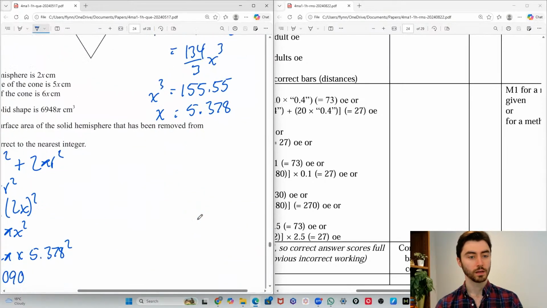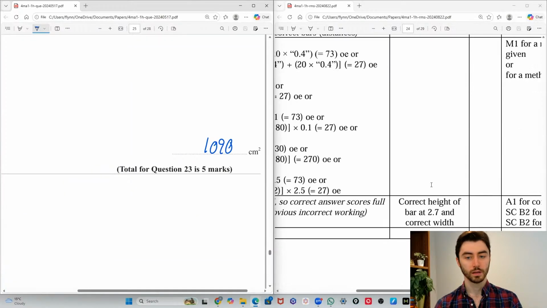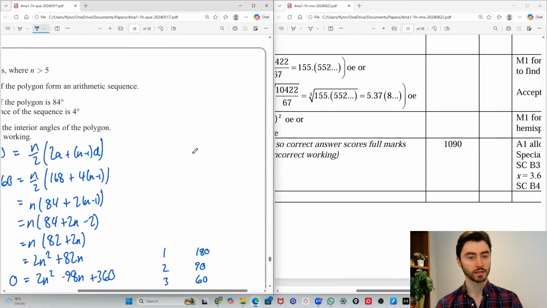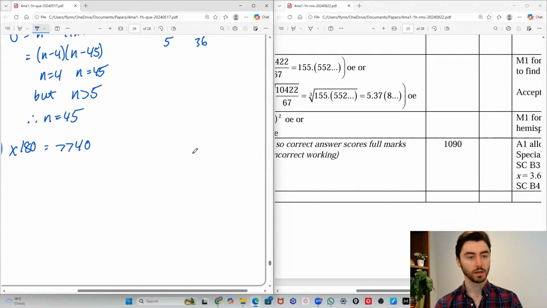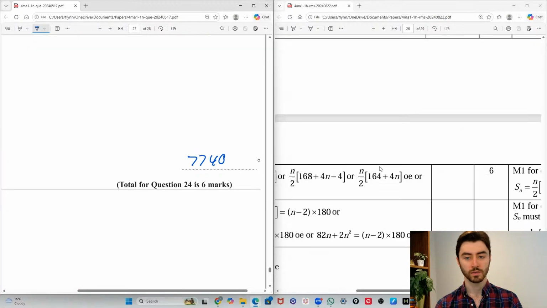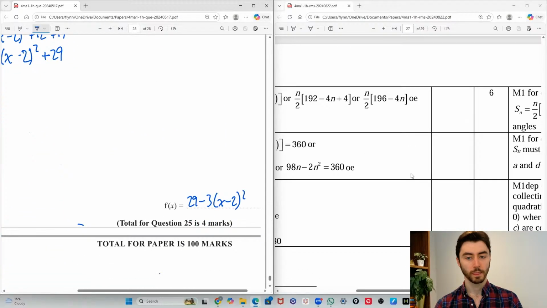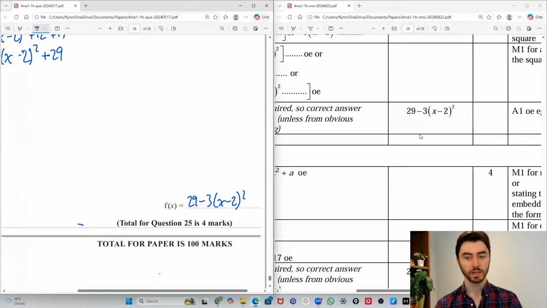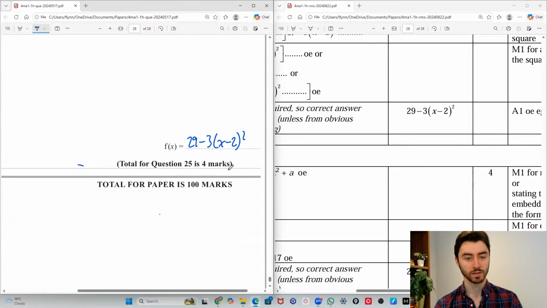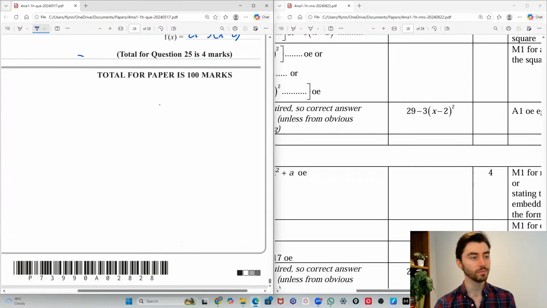Then here, 1090 is correct. And here, 740 is correct. And here, 29 minus 3 lots of x minus 2 all squared. Good. Everything correct, as well it should be. For someone who does A-level math, I would hope to get 100% on a GCSE paper. So hopefully you find that useful.